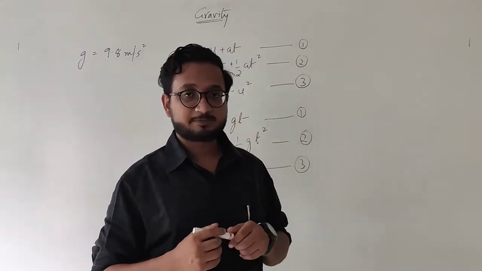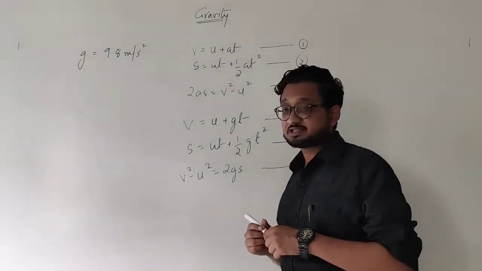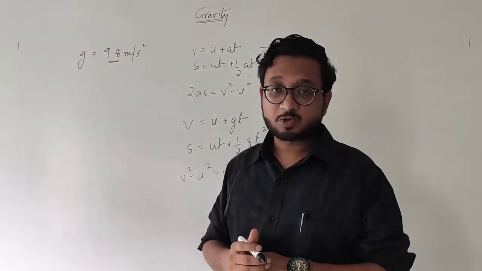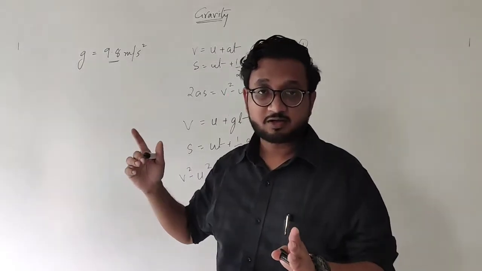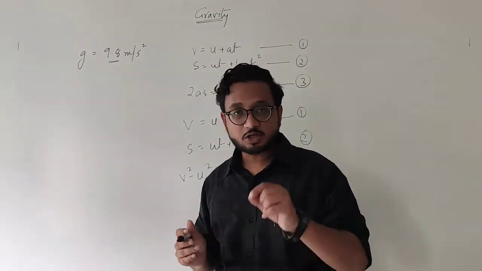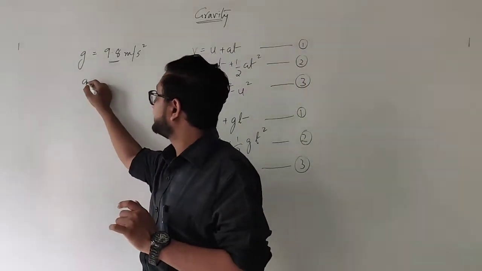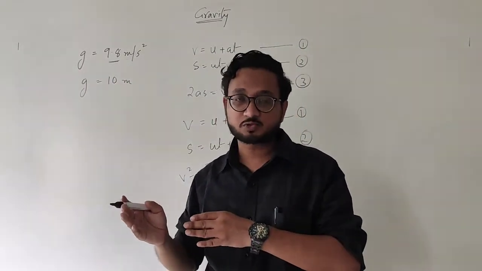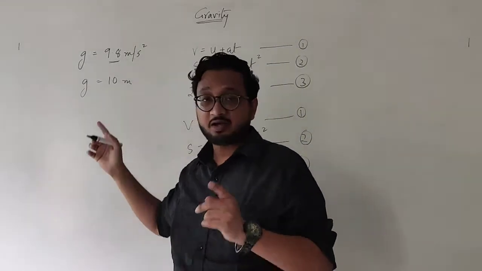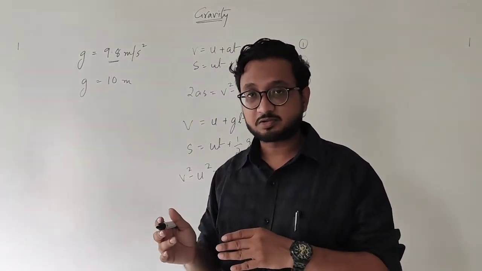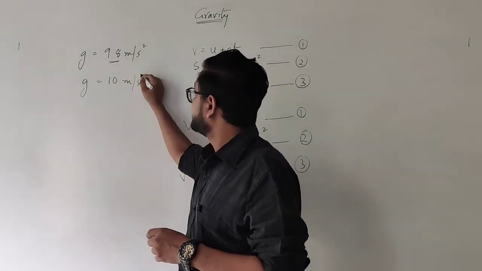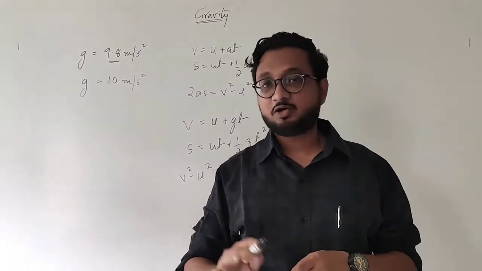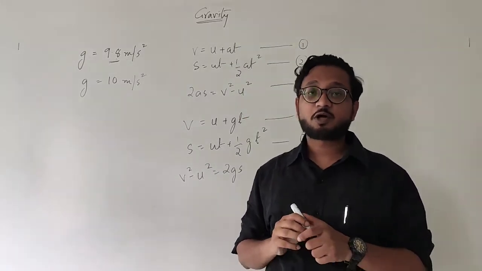One thing to take into consideration is that you have to take the value 9.8 meters per second square by default, but in some numericals this value will be given approximately as 10, because 9.8 is very close to 10. But don't use 10 unless it is mentioned in the question, 10 meters per second square. Otherwise you will have to use 9.8. I hope it is clear to you students. Now we will move on to a numerical.